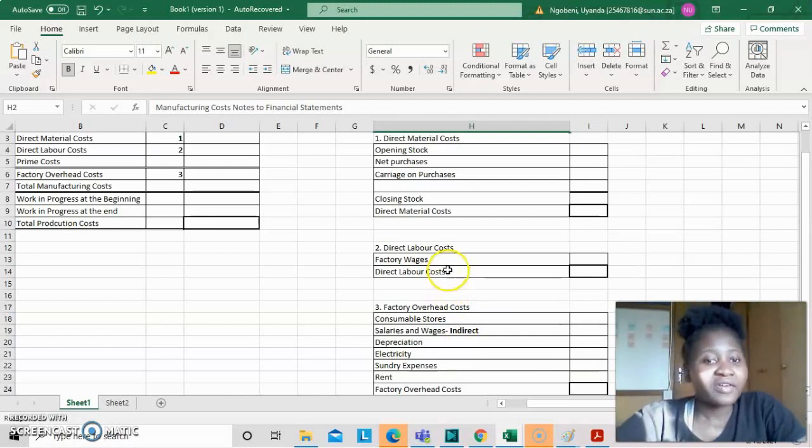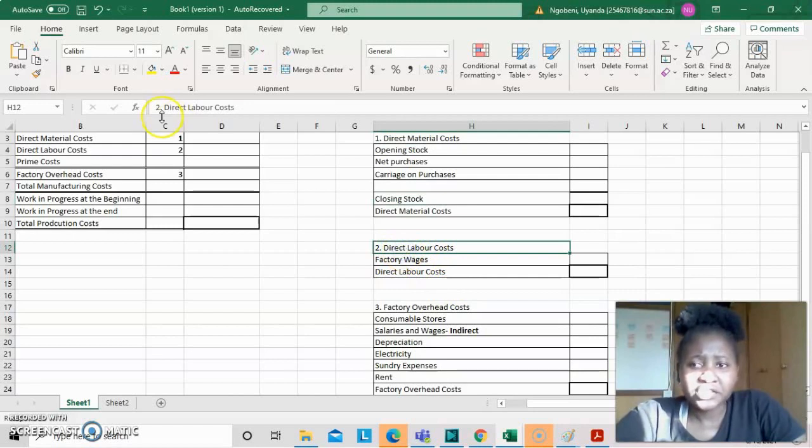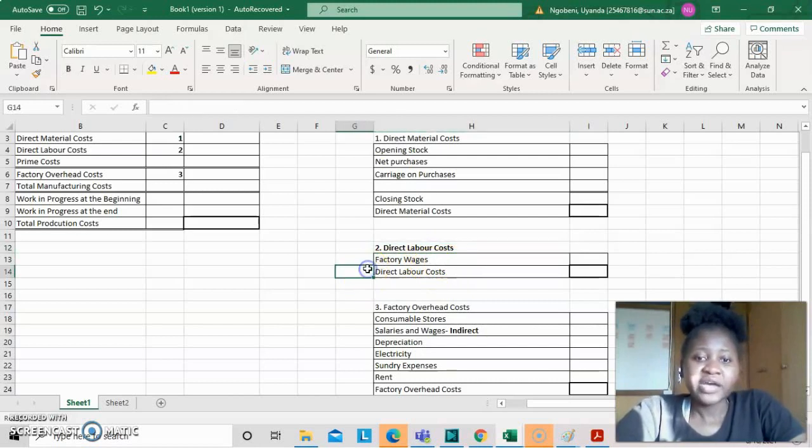Okay, direct labor cost. So this is note number 2. Direct labor cost is also very easy. The only thing that you know is that you're focusing on the factory wages. Very important thing is that it's not just going to be this. You might have to add a line item here, let's say the UIF, the pensions. So these are other things that you have to take note of, but they're the only ones that are applicable to direct labor cost.